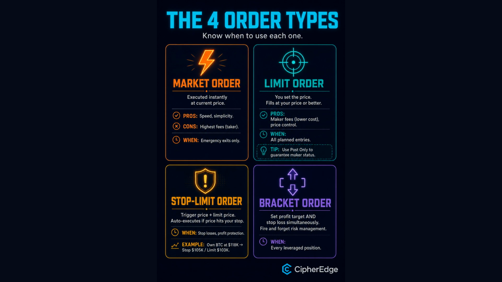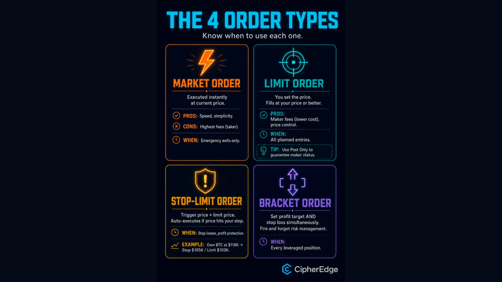Here's a practical example. Say you're holding BTC with an average entry around 118,000. You want to protect yourself if the market turns hard. You set a stop at 105,000 as your trigger and the limit at 103,000 as your execution price.